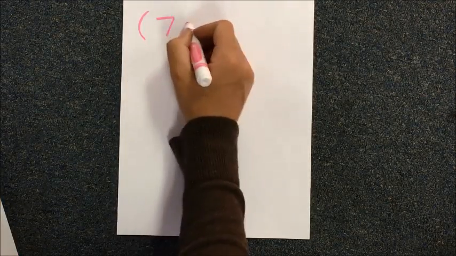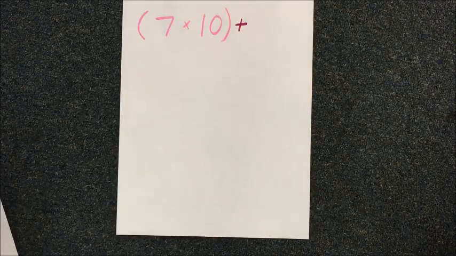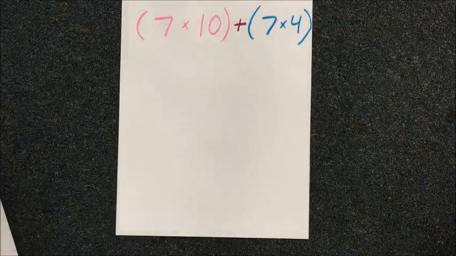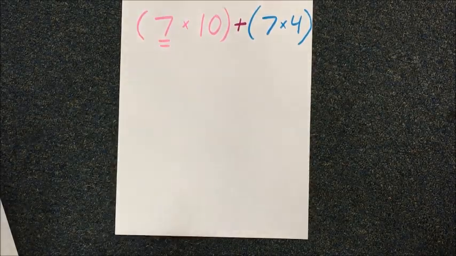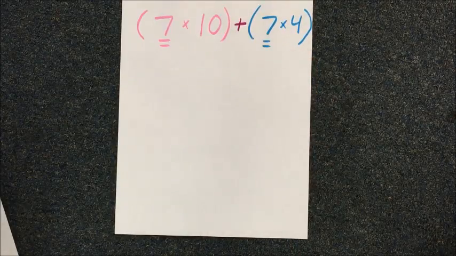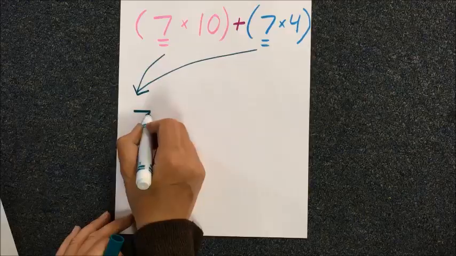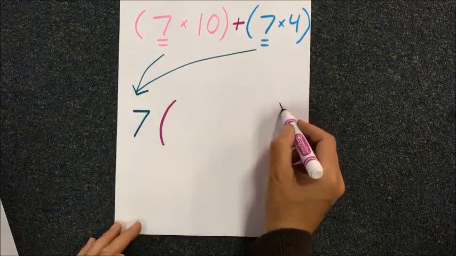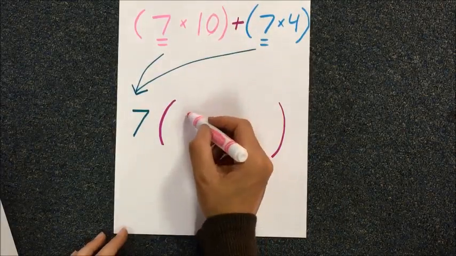Working the other way, we can have the 2 groupings at first, and then we can look at the factors inside and see if there's anything in common that we can pull out of that group. So the 7 shows up in both groups, which means we can pull that out as a common factor and leave it on the outside. And what we're left with on the inside is the sum of 2 other numbers that are left over, which is the 10 and the 4.